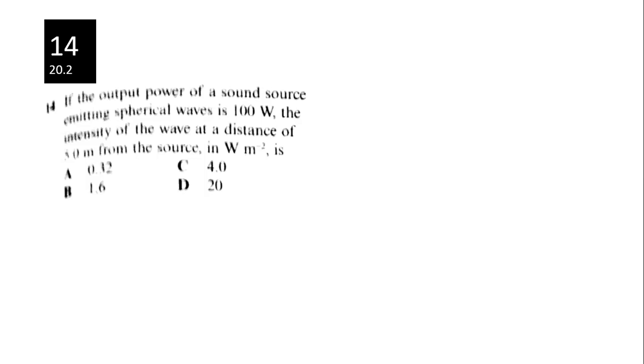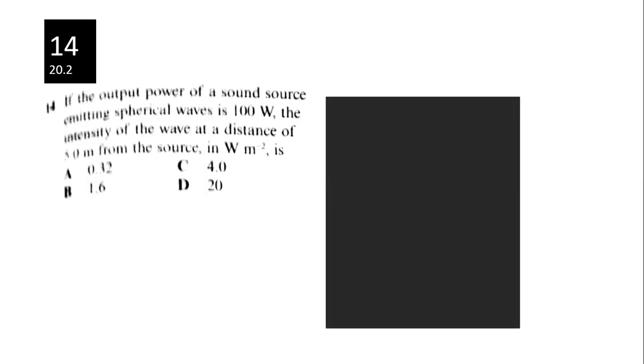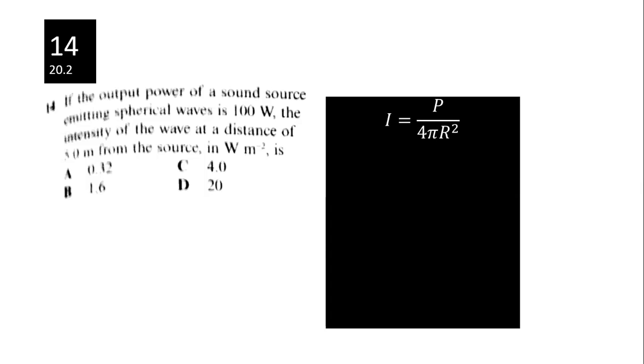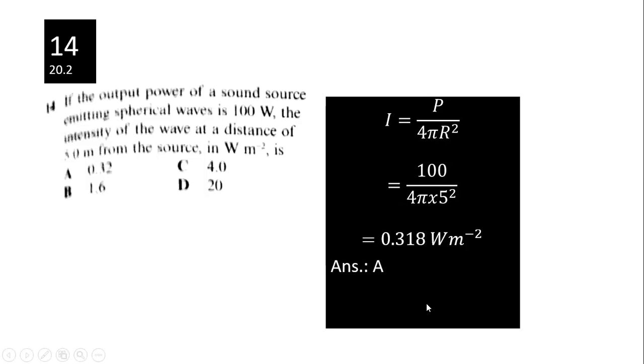I equals watt over meter square, which means 100 divided by 4 pi bracket 5 square. Okay, this formula you might remember. P over 4 pi r squared. R is the distance away. Right? This is your area, surface area. Remember the energy is spreading out over the surface area of the sphere. That's why we do that. It's 100 over 4 pi. The answer is A.